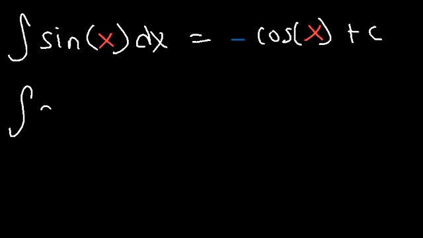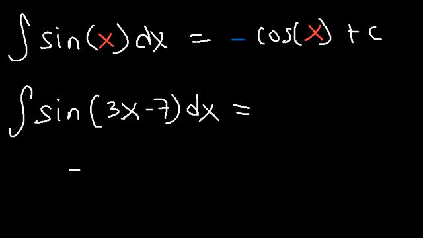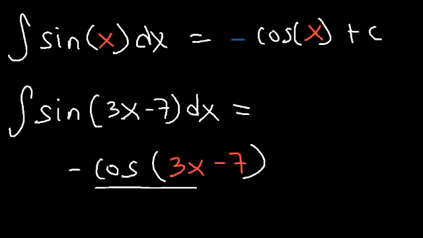So what is the antiderivative of sine 3x minus 7? So this is going to be negative cosine. The inside part is going to remain the same. So that's 3x minus 7. And then divided by the derivative of 3x minus 7, which is 3. So this is the answer.